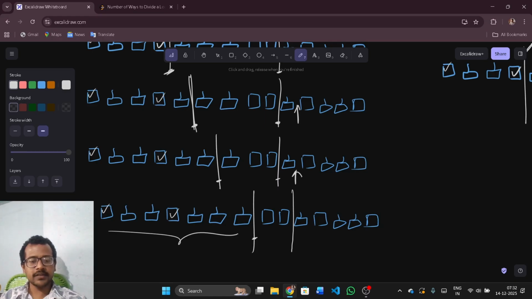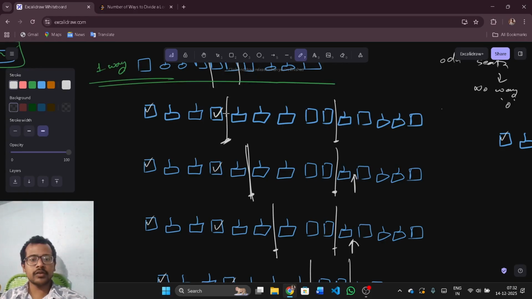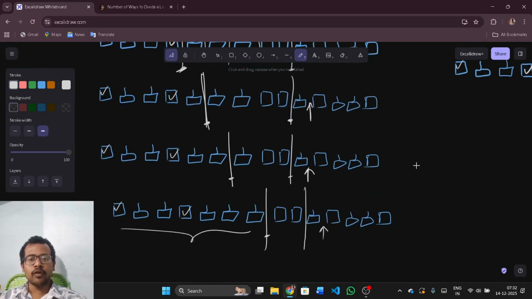I was placing the first bar here. I can place the other bar here, right? So there are four things, right? Here or here, two, three, and four. Four into two times, right? That's what I want to tell you.